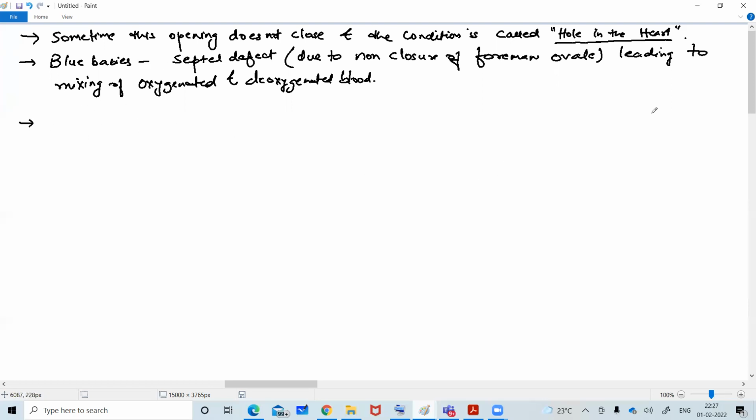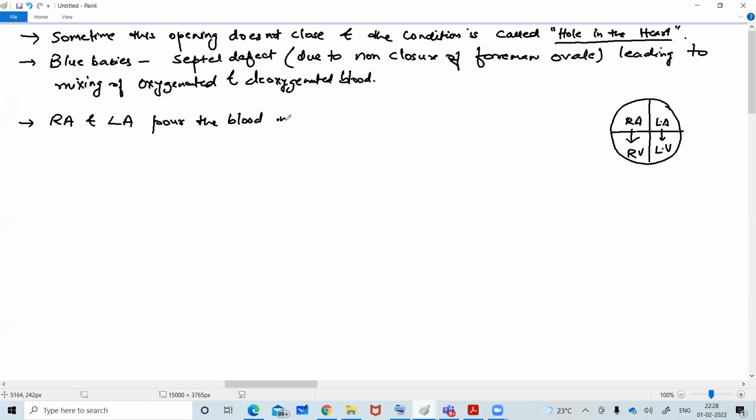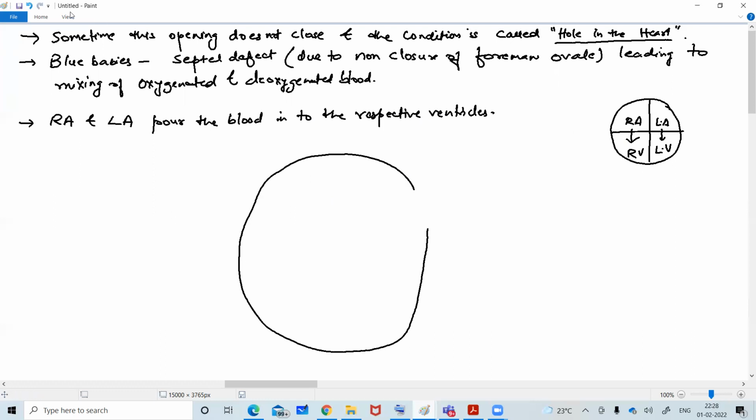Now when the upper part drains blood into the lower part, suppose this is the heart, so the right auricle drains blood here into the right ventricle, the left auricle drains blood into the left ventricle, right? So you can say here the right auricle and left auricle pour the blood into the respective ventricles. And now who is controlling the flow? So there is a valve present here. So if I have to draw the big diagram, let me show you.